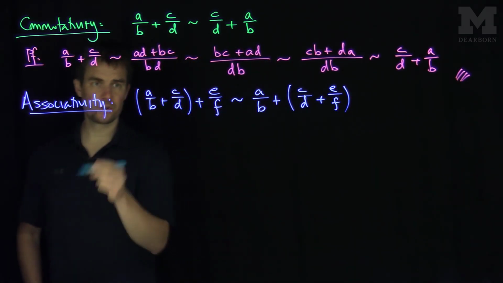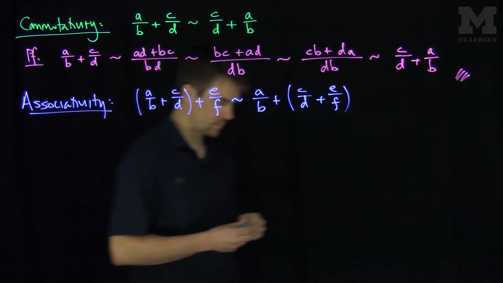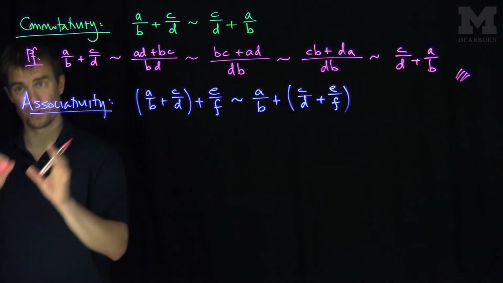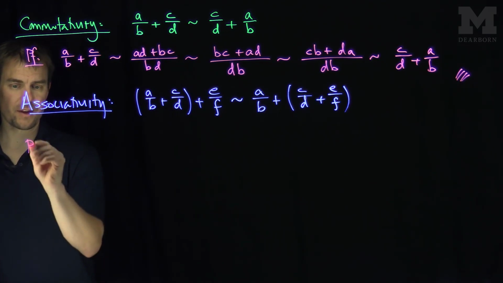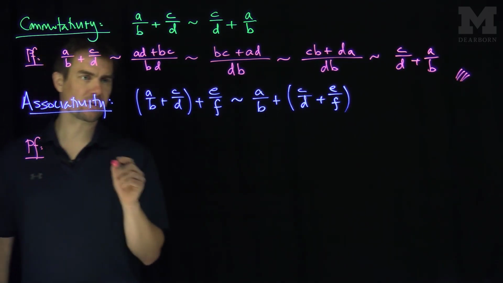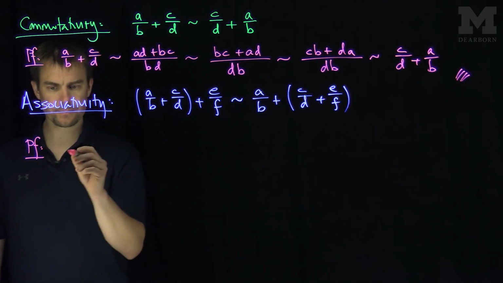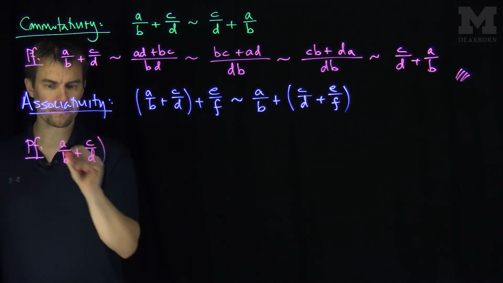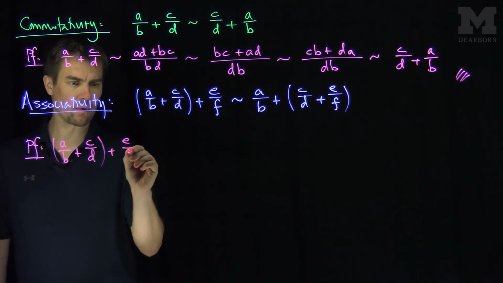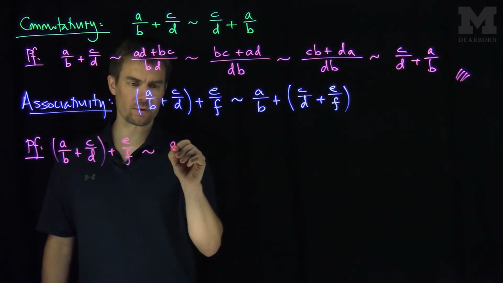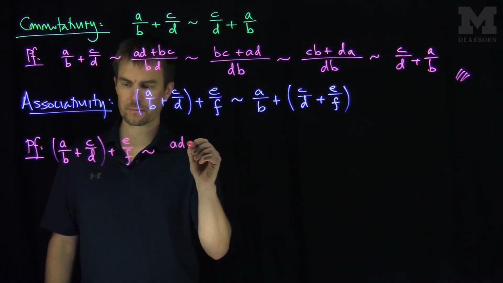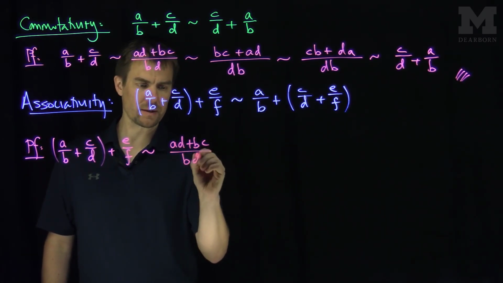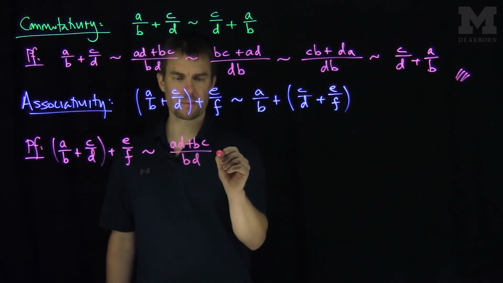Okay, so let's do it. So here's the proof. Again, we're going to use associativity and commutativity over and over again on the natural numbers. So our proof is as follows. The left-hand side, a over b plus c over d plus e over f, is equivalent to AD plus BC over BD. And then this is going to be added to what?